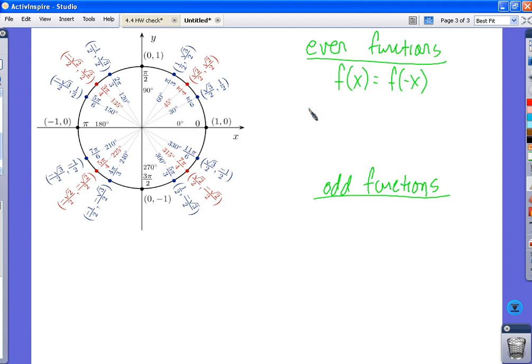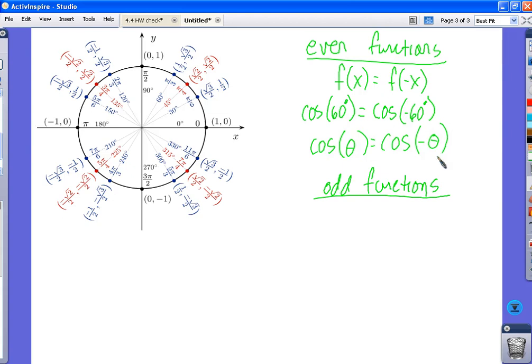So is the cosine of 60 degrees equal to the cosine of negative 60 degrees? Yes. Is the cosine of any angle equal to the cosine of the negative of that angle? Yes. It works all the time. We can go to positive 30, down to negative 30. Both have a cosine of root 3 over 2. Go to 135 or negative 135, they have the same cosine, negative root 2 over 2. So the cosine is what we call an even function.